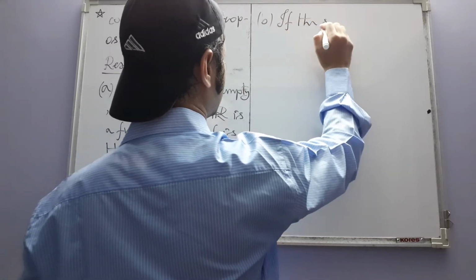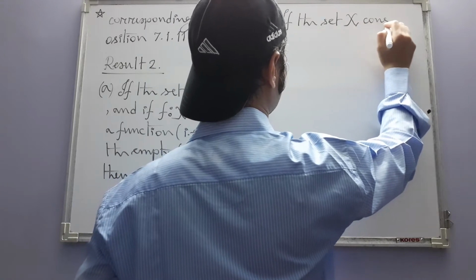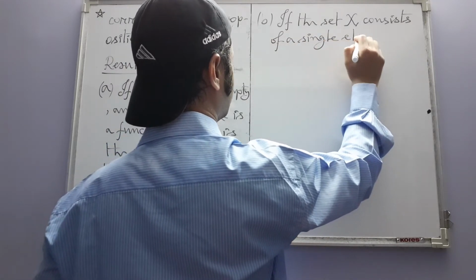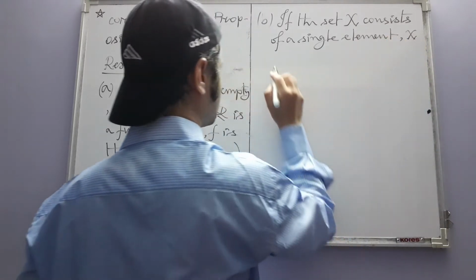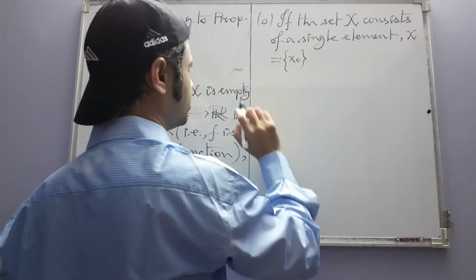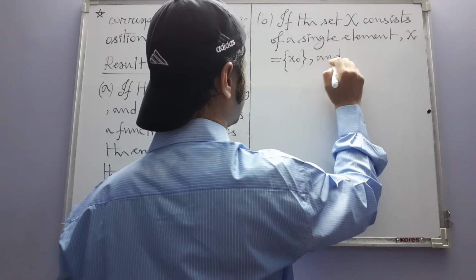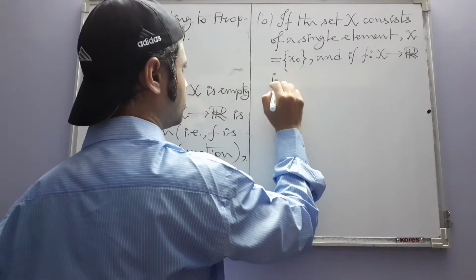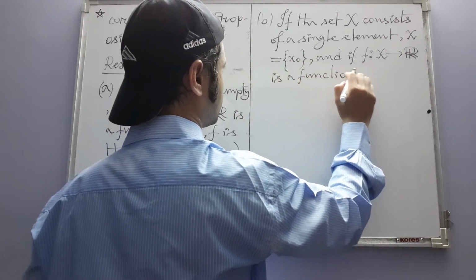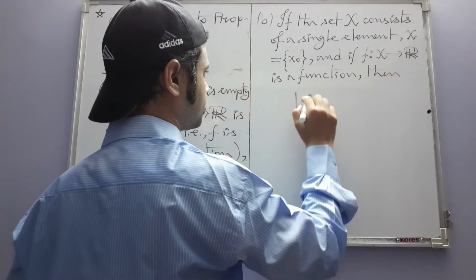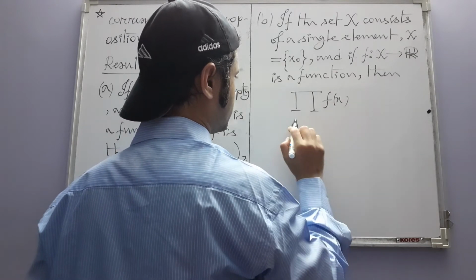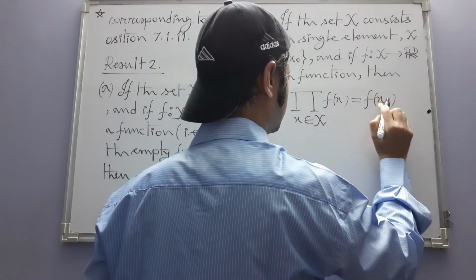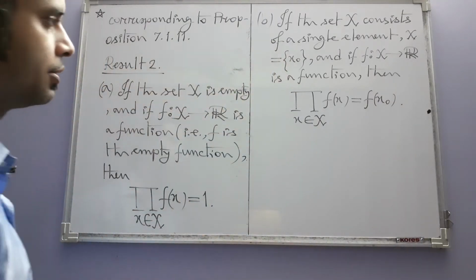If the set X consists of a single element, that is X looks like this, x0 is the sole element in X where x0 is any object, and if f from X to R is a function, then this product equals f of x0. This is just like what we have in case of a sum.